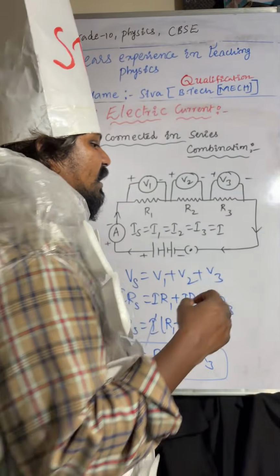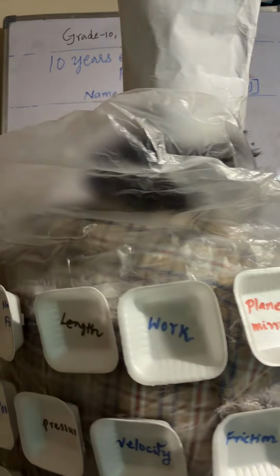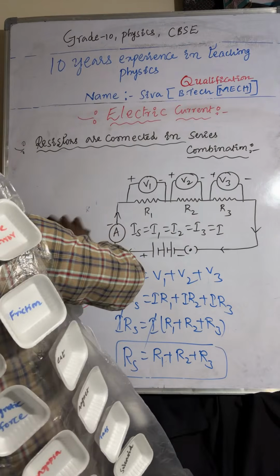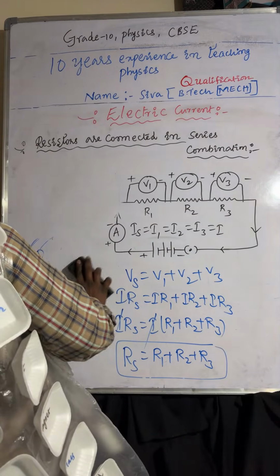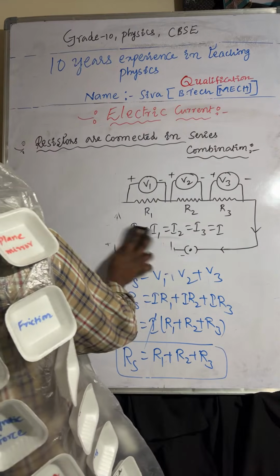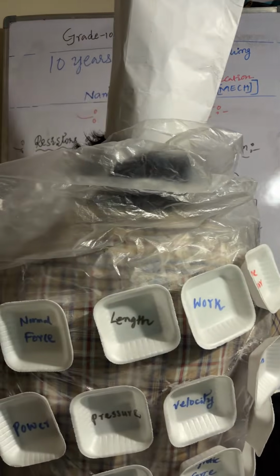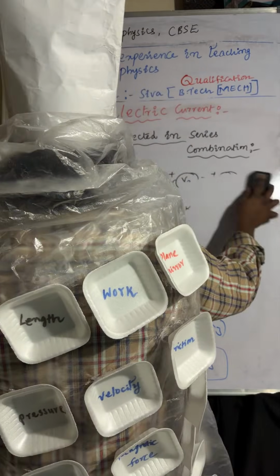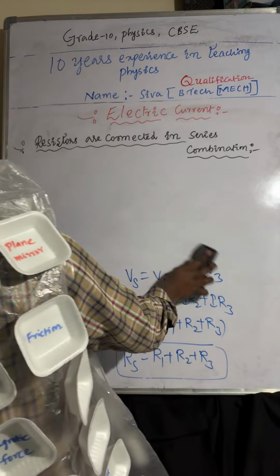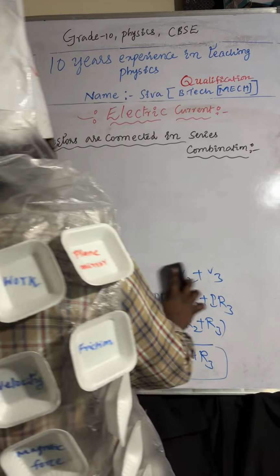Resistors are connected in series combination. Next one, we will discuss resistors connected in parallel combination. Let's start. Resistors are connected in parallel combination.